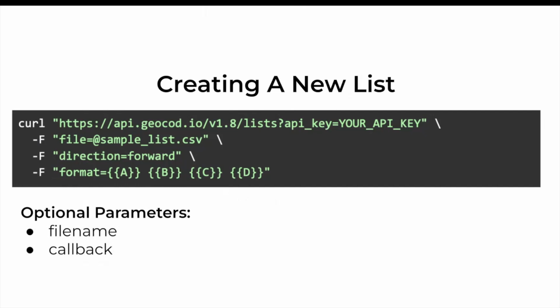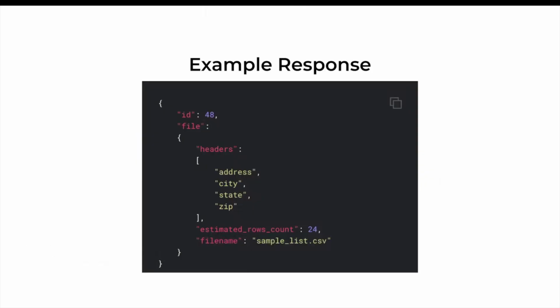If you run this curl command and it's successful, you'll get back a JSON response with a list ID. Save this, you'll need it. You can also use this response to verify that your headers are accurate and that the number of rows we've received matches the document you uploaded.